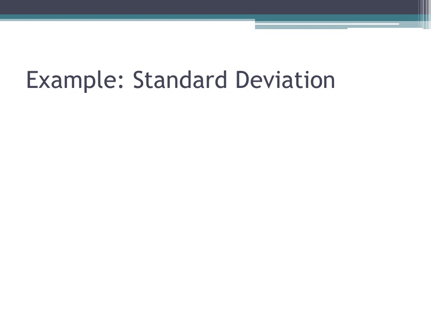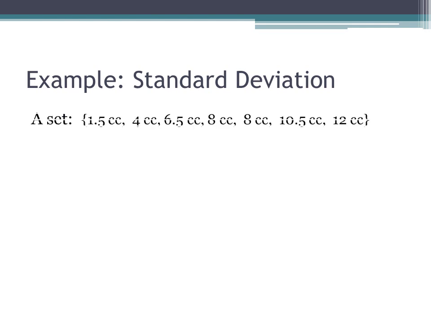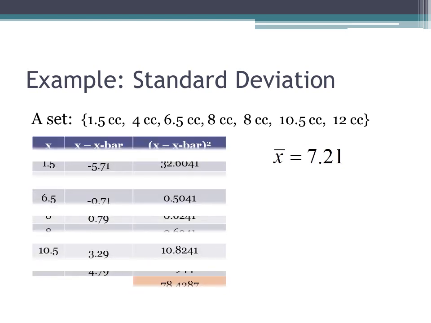An example for finding standard deviation. Let's take the set 1.5, 4, 6.5, 8, 8, 10.5, and 12 cc's. First, let's find the mean. Mean is 7.21. Then we make up the columns.